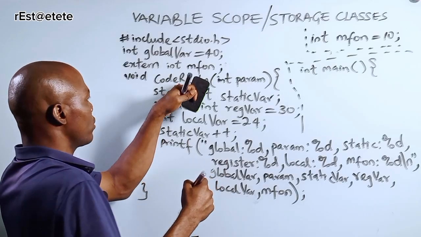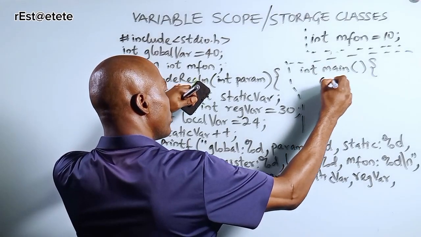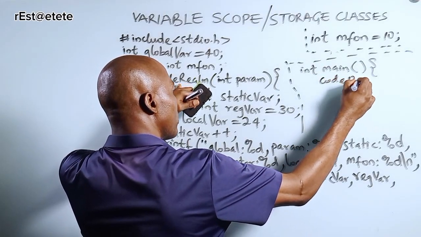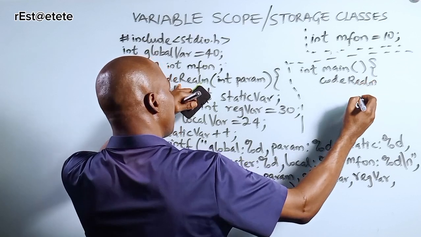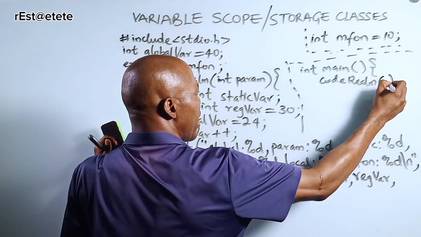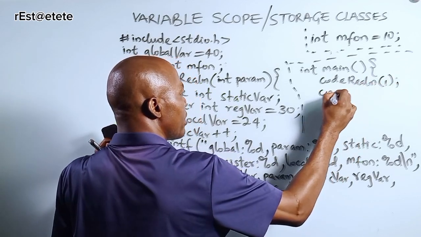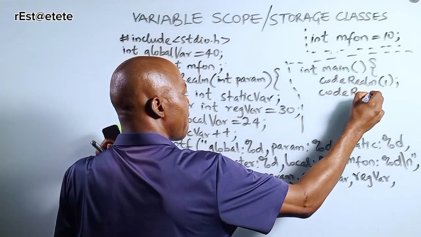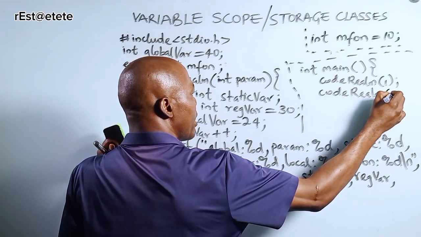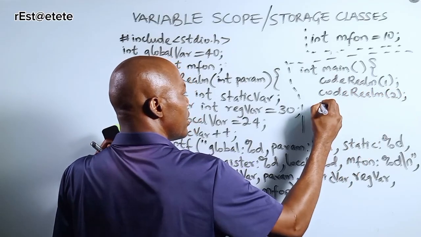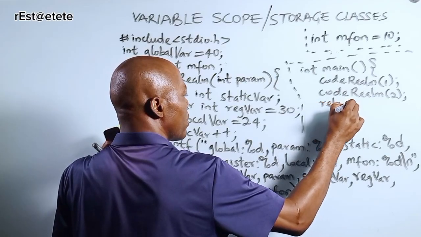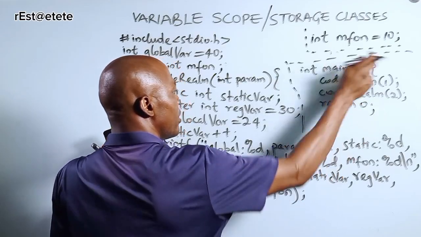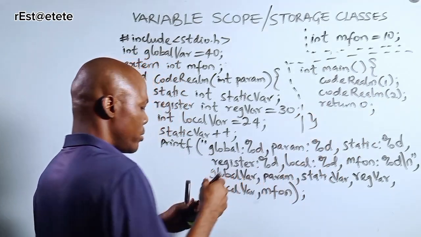So I want to call this function. So I will say code rem. It's expecting one parameter. So I will supply one to it. Then I will call it again. Code rem. I'll supply two to it. Then I'll say return 0. Then I'll close this. All right, so that's my main.